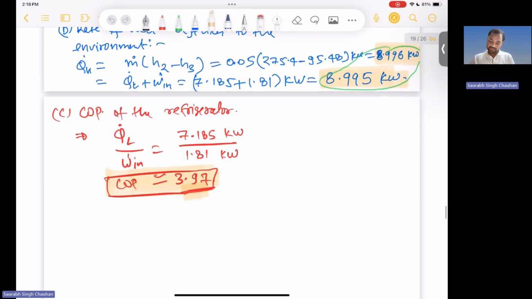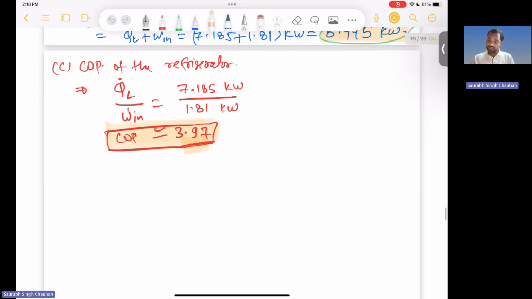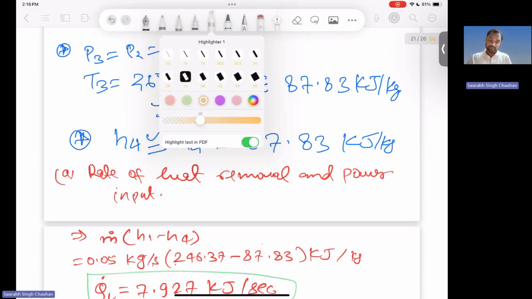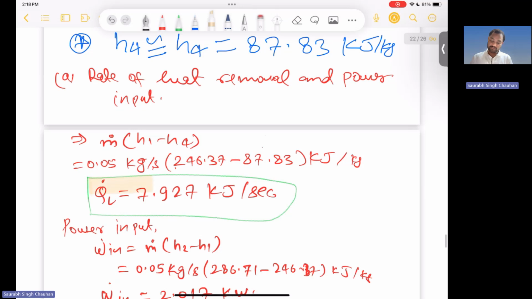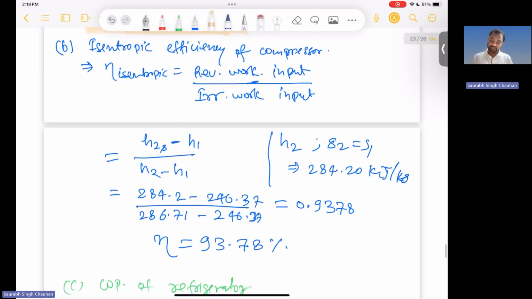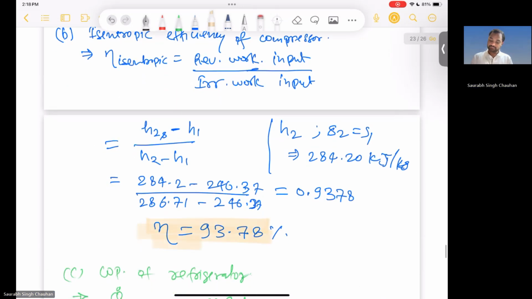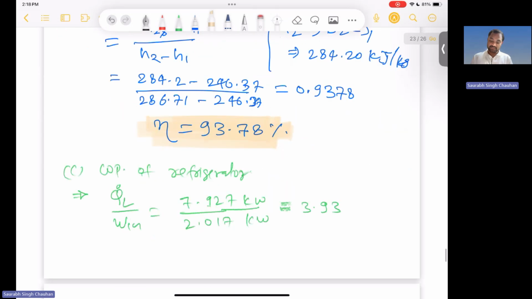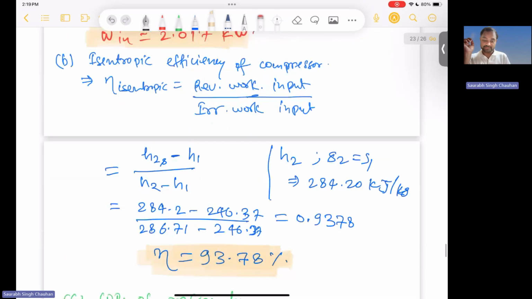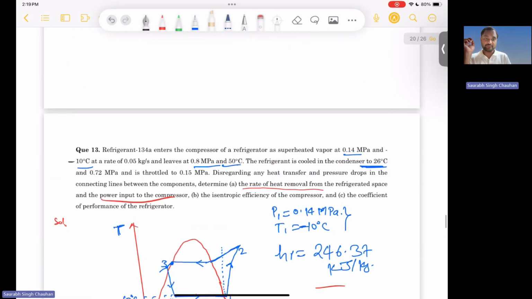In the previous question, COP was 3.97. Here it is 3.93. So it is reduced a little bit because of the irreversibilities involved. Okay, so we were asked to find the rate of heat removal, that we have found. We were asked to find the rate of power input, that also we found. Isentropic efficiency was asked, that also we calculated, and the COP. Okay, I hope this is clear, and we can move to the next question.